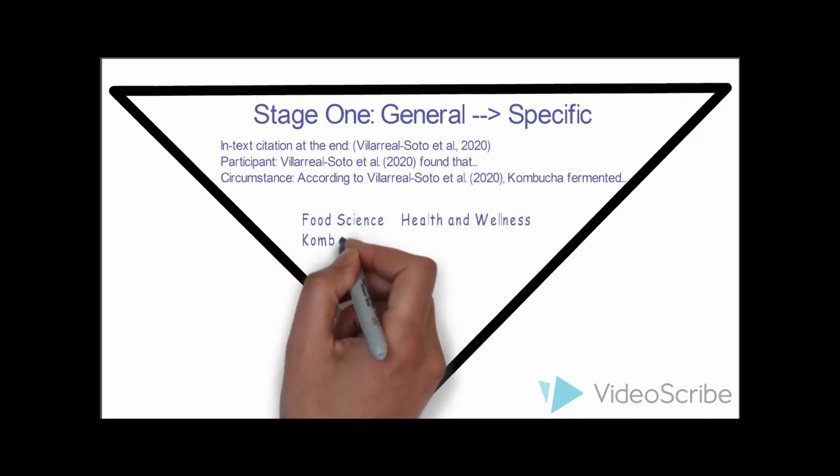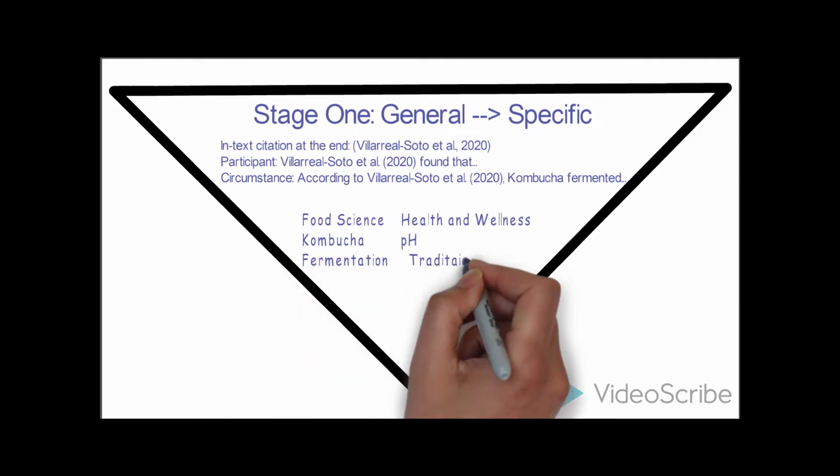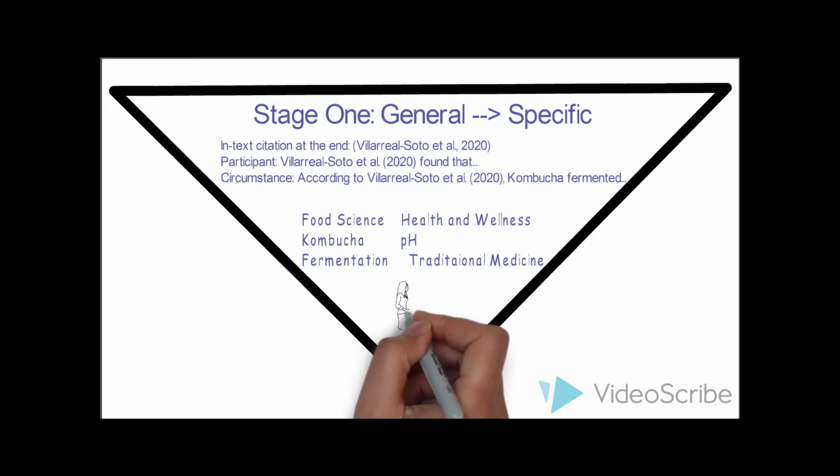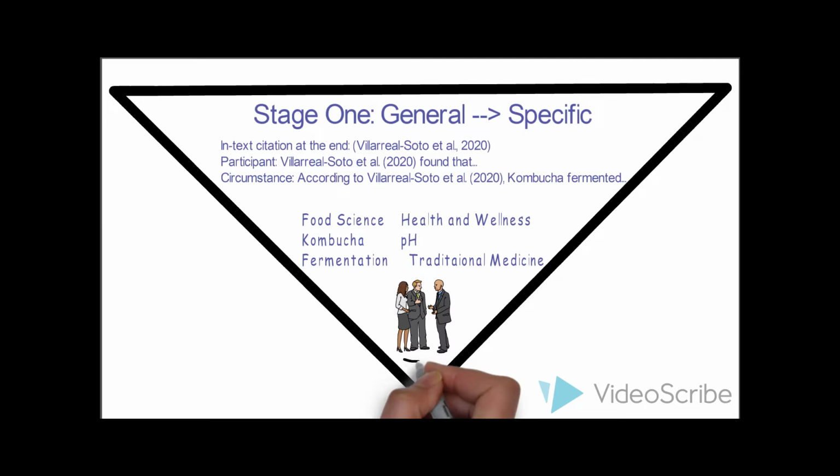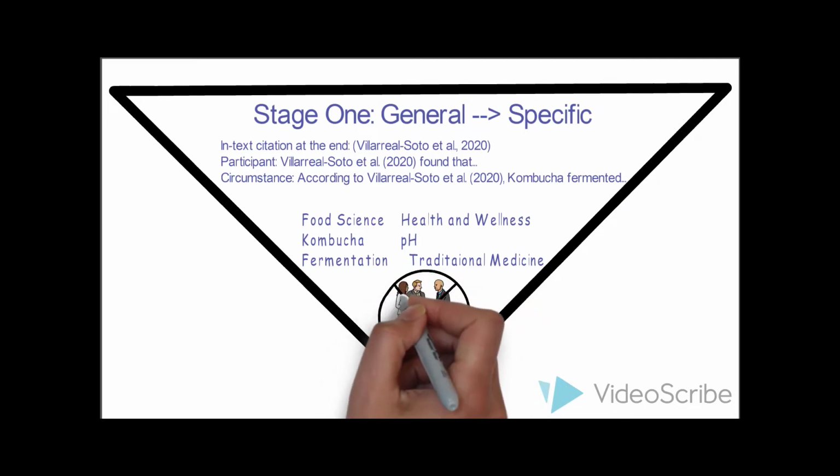There's also some keywords that might help here. So I would expect sentences to start with some of these types of words like pH, fermentation, kombucha, health and wellness, but not people. Remember that we are not writing about people, so I do not want to see the word people in your research plan.